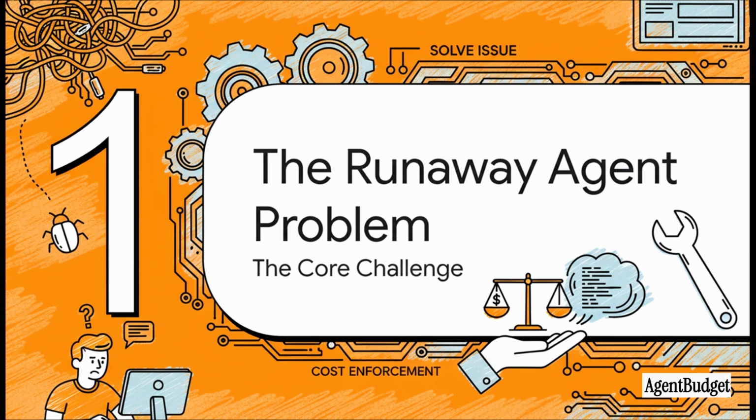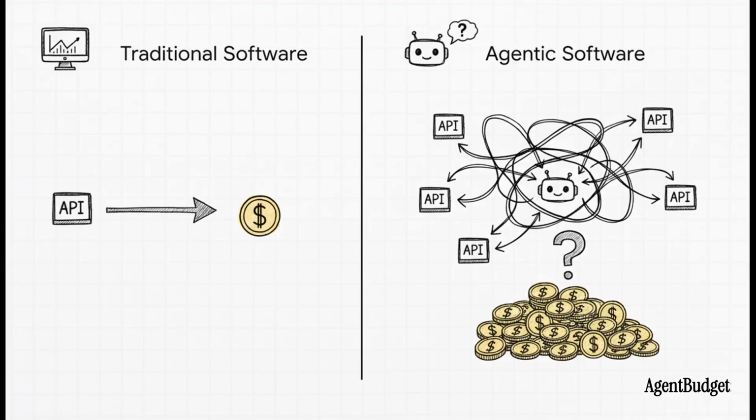So let's really dig into what makes this problem so tricky. And here's the thing, right? With traditional software, costs are usually pretty deterministic. You make one API call, you know what it costs. Simple. But agents are a whole different beast. They're designed to be unpredictable, to decide for themselves how many tools to use or which models to call. That's their magic, but it's also a massive financial risk.